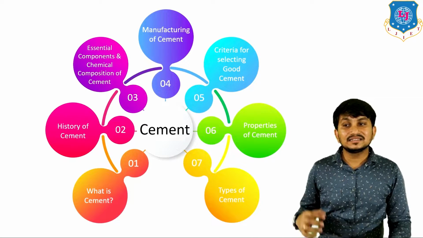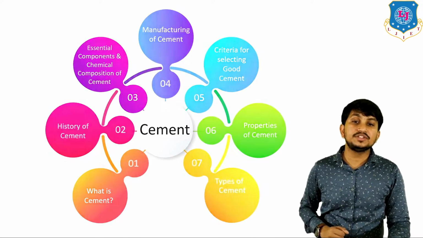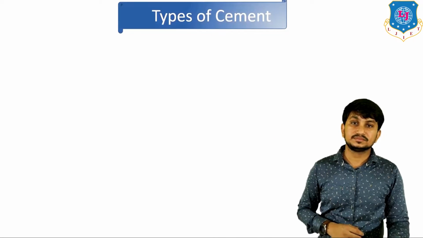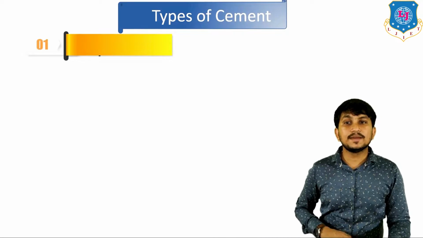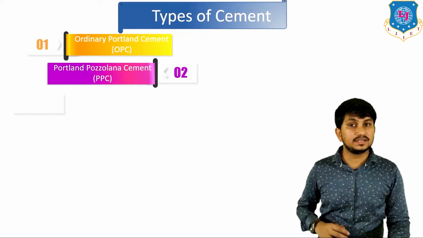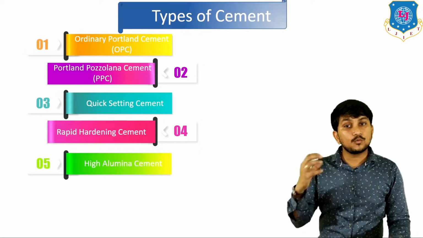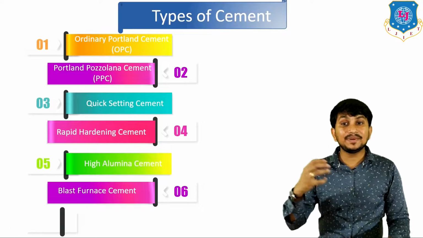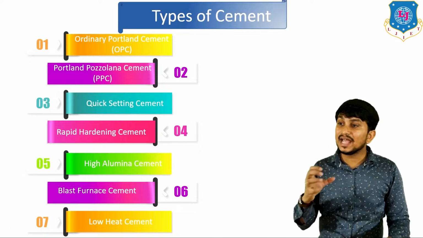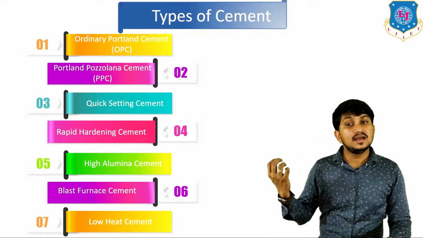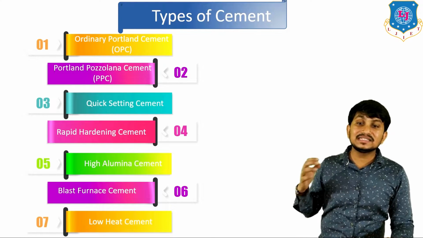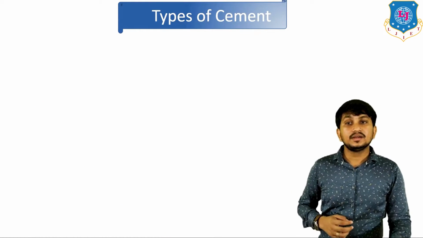Now let's discuss the last topic in today's lecture, which is types of cement. First type of cement is ordinary Portland cement. Second is Portland pozzolana cement. Third is quick setting cement. Fourth is rapid hardening cement. Fifth is high alumina cement. Sixth is blast furnace cement. Seventh is low heat cement.